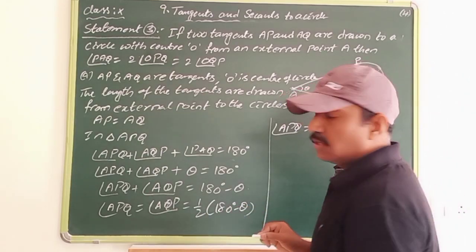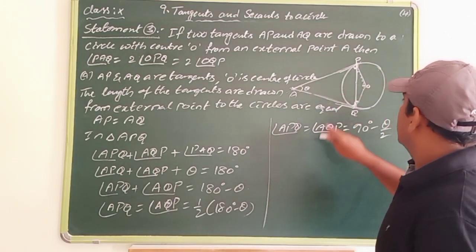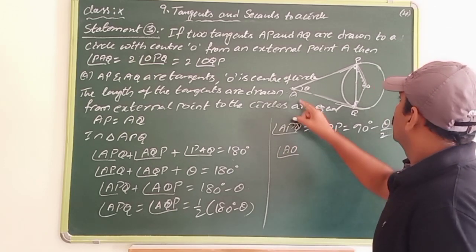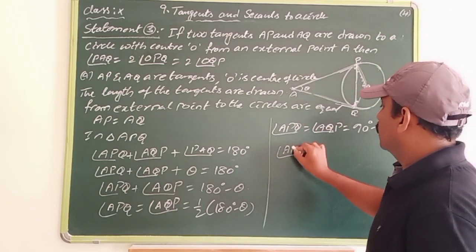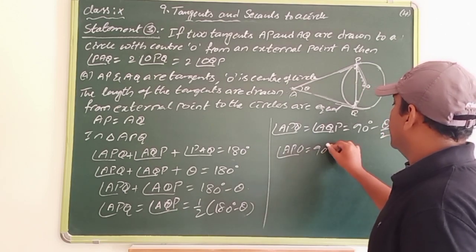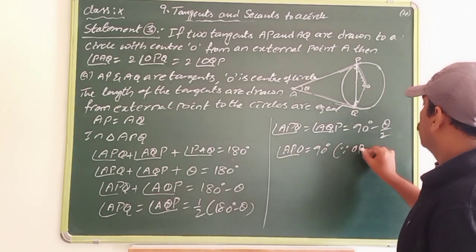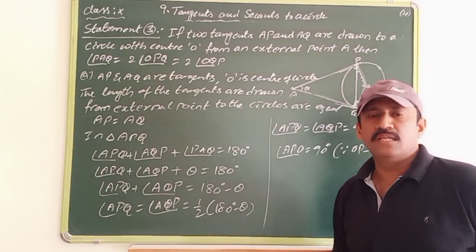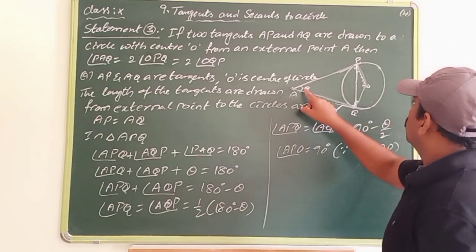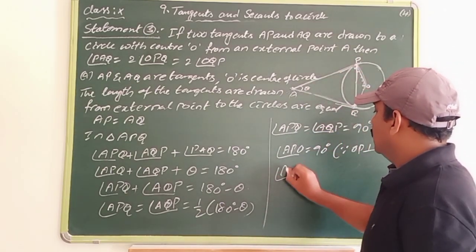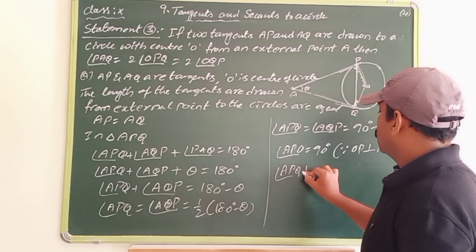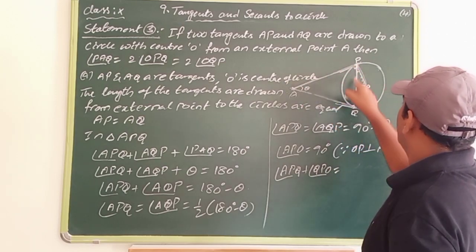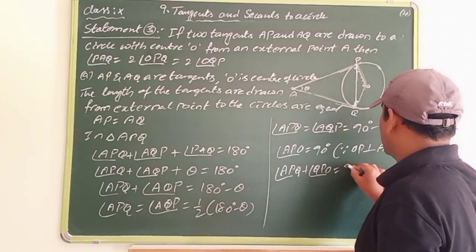That means angle APQ equals 90 minus theta by 2. Now, angle APO is equal to the right angle, 90 degrees, since OP is perpendicular to AP, which we already proved. That means the radius and the tangent make 90 degrees at the point of contact. Now we write angle APO as angle APQ plus angle QPO, which equals 90 degrees.